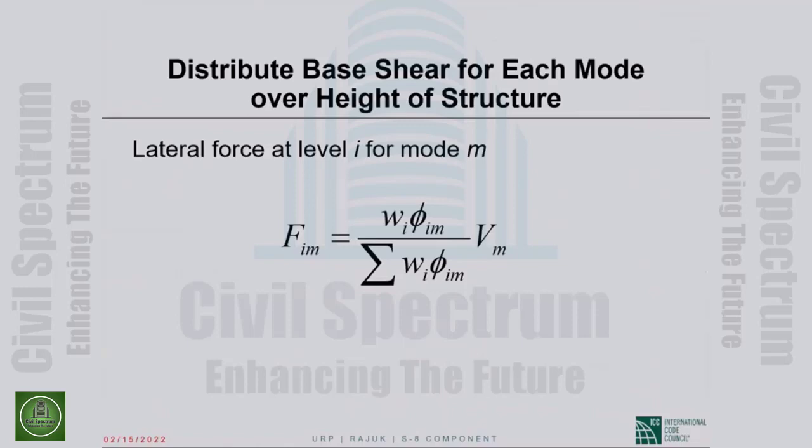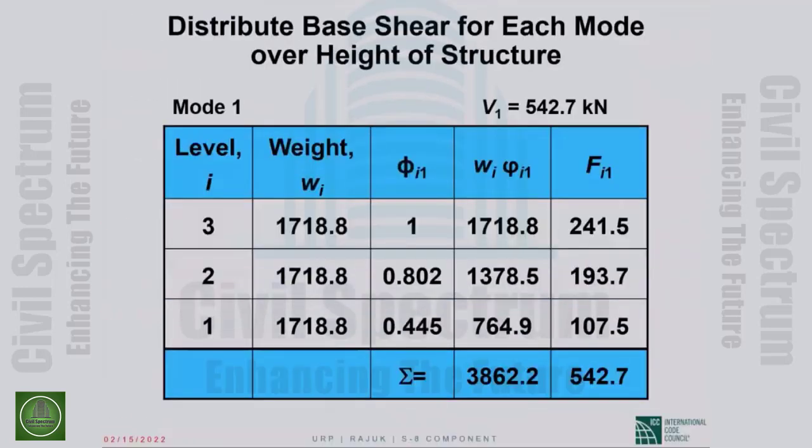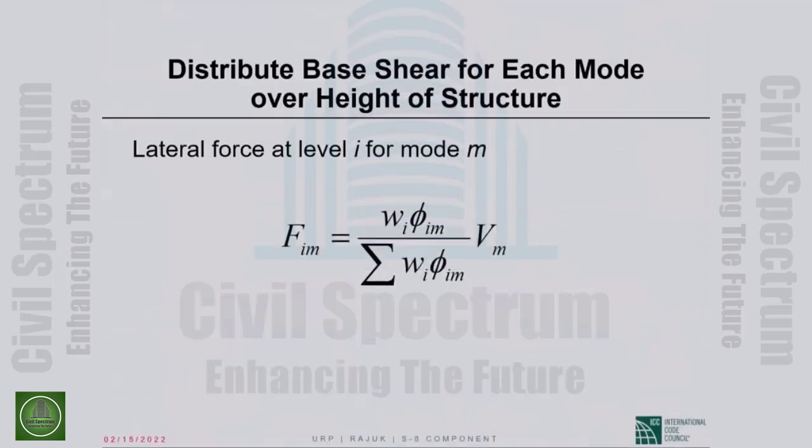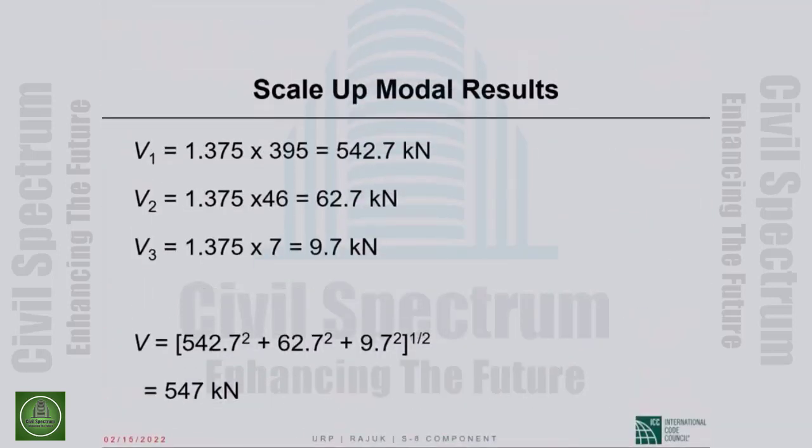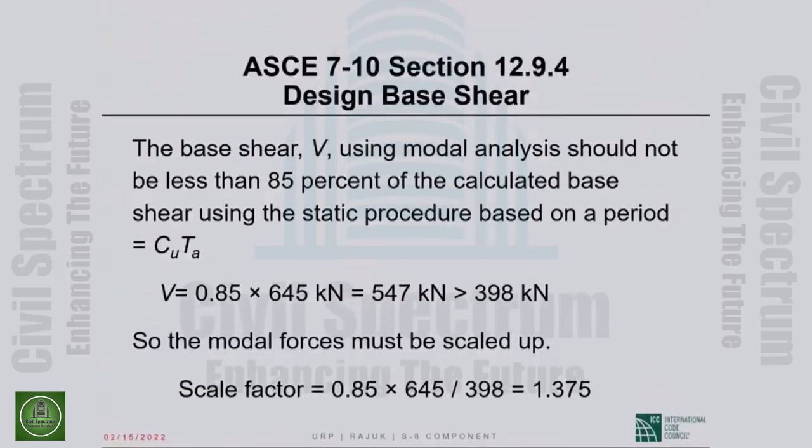Now we will distribute this. Please follow me very closely. So we have a first mode base shear of 542.7 kilonewtons, and the modal period, it is not written here, but we know the modal period.